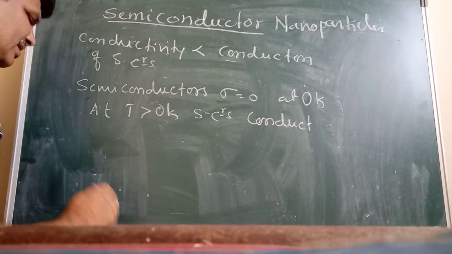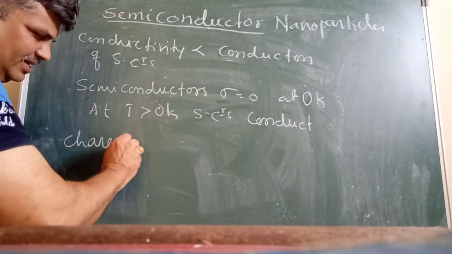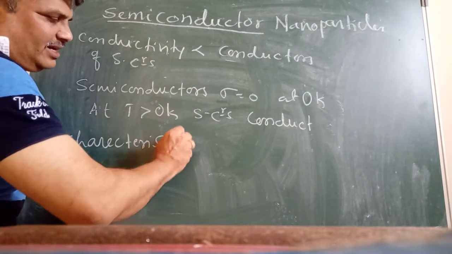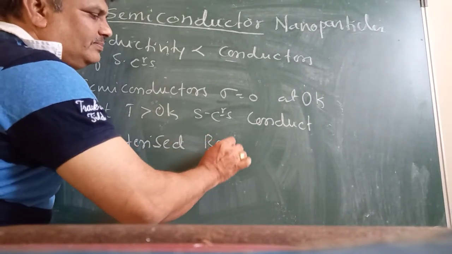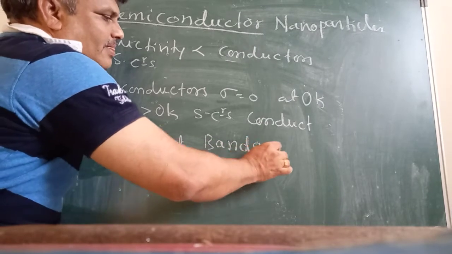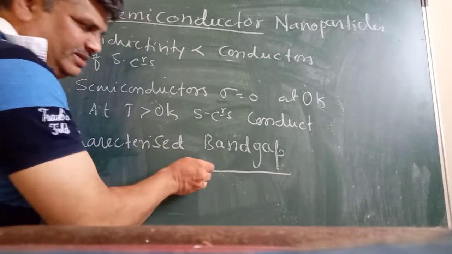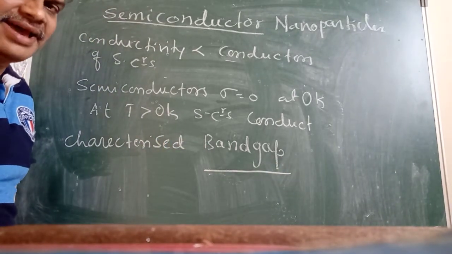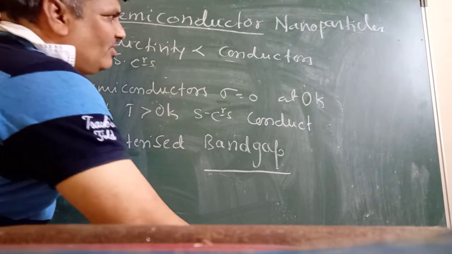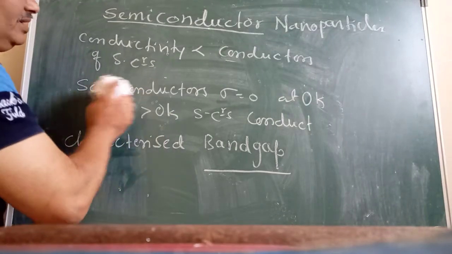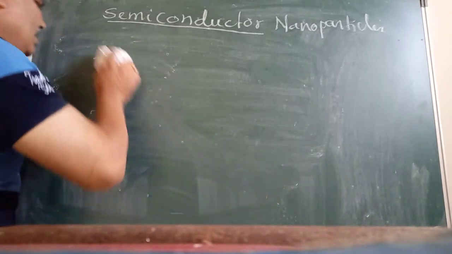Semiconductors are characterized by a band gap. We get a band gap in semiconductors, but the band gap is 0 in the case of a conductor. So what is this band gap? Let us see.